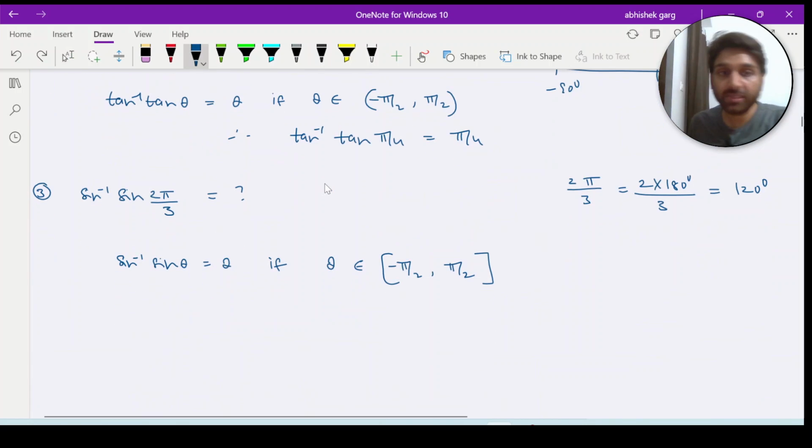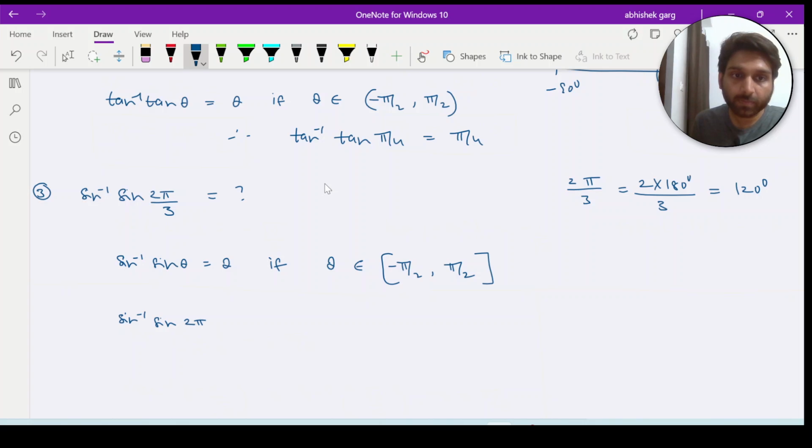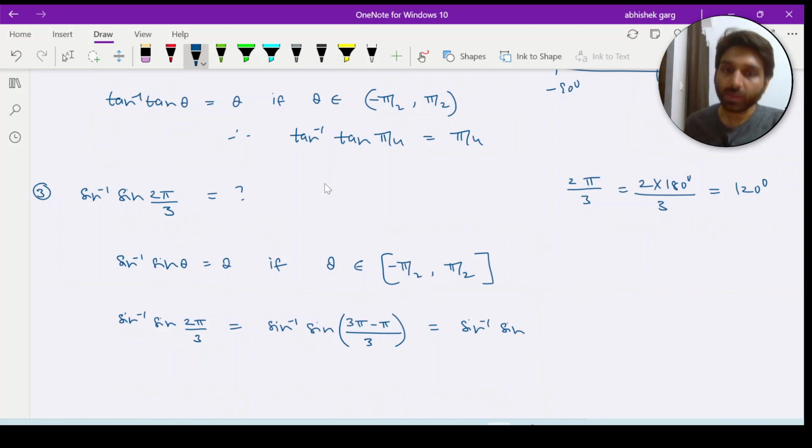So let's look at this. Sine inverse sine 2 pi by 3. We can write this as sine inverse sine of, we can write 2 pi as 3 pi minus pi, and then the whole upon 3. Now here we can distribute these terms. So this would become 3 pi upon 3, which is pi, minus pi upon 3. Pi minus pi upon 3. So this is what we get.